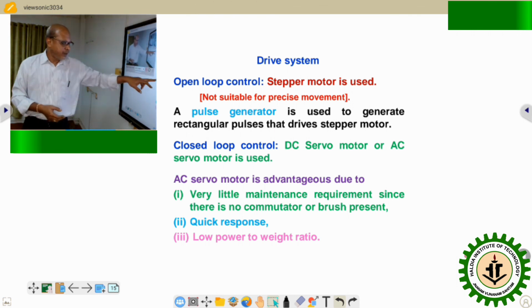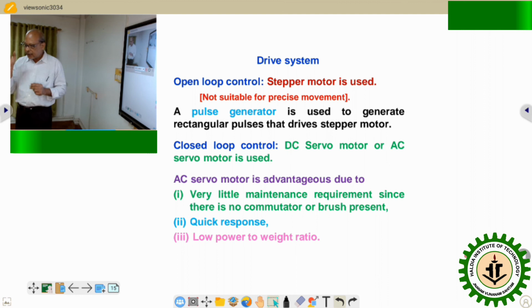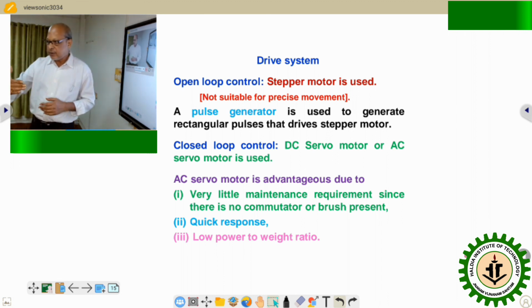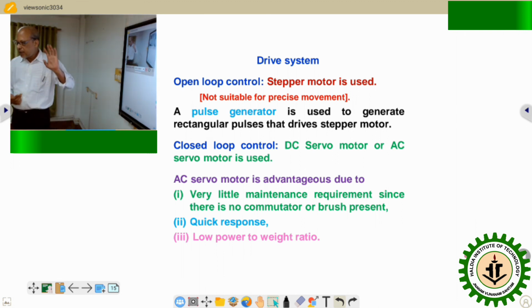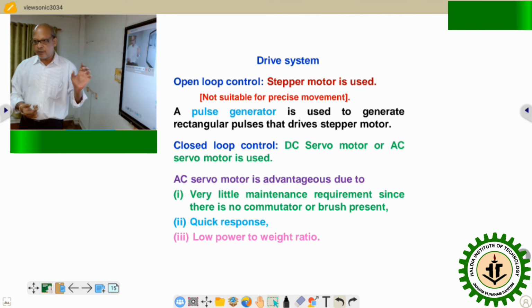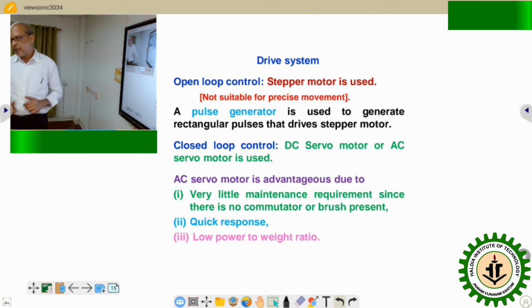The servo means sense and act. So this feedback device is coupled or will act in synchronization with the motor. Depending on the feedback values, the servo motor will keep on rotating by the precise angular amount. So precise angular displacement is possible to attain by using a servo motor, and that is why it is recommended in case of CNC system.